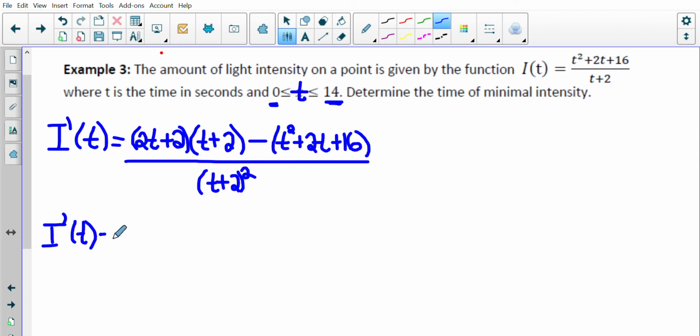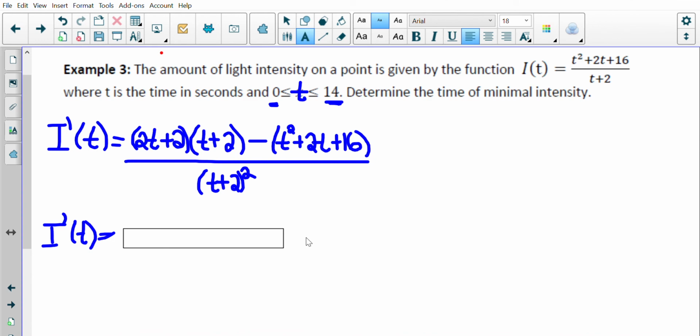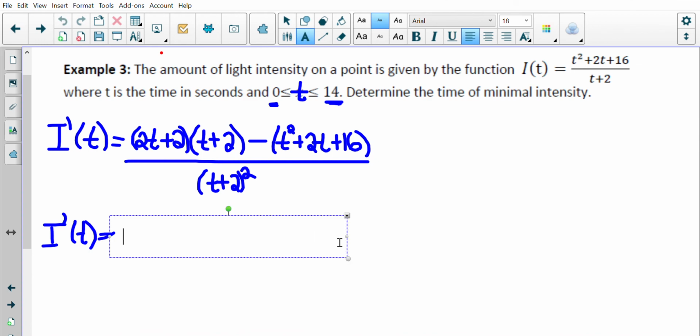And let's see on the top there, do a little expanding. So 2t times t is 2t squared. All right, then 2t plus 2, that's going to be, or times 2 plus 4t. Then 2 times t is, well, plus 2t. And then I get 2 times 2, which is positive 4.